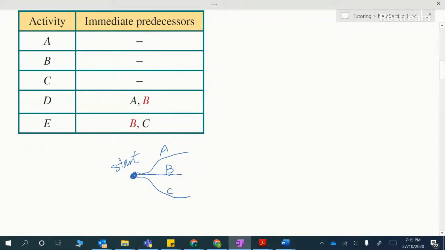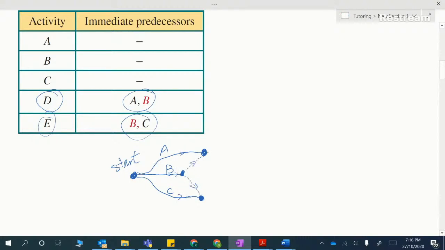Okay, I now look at my next row, and I can see that activity D needs to have both A and B as a predecessor, and E needs to have both B and C as a predecessor. So I need to almost split B into two. What I'm going to do here is draw another node here, and another node here, and then draw a dummy activity line from here to here. Oh, by the way, all of these should have arrows on them. I always forget to do that.